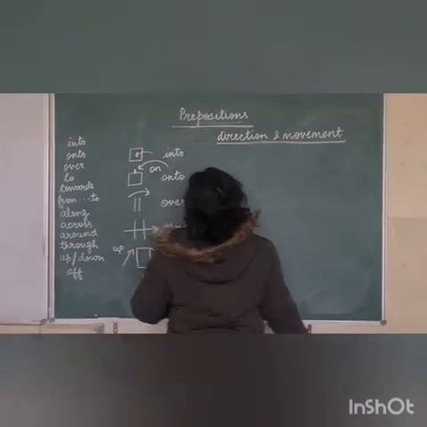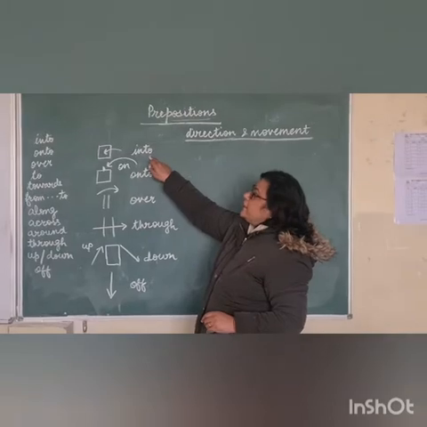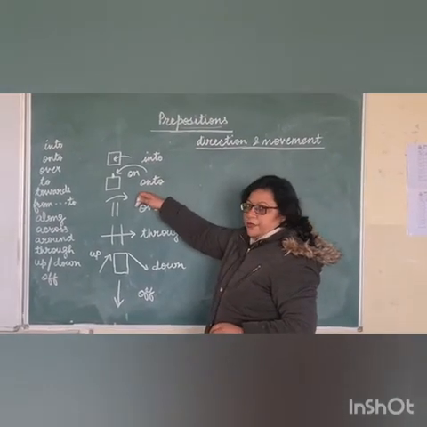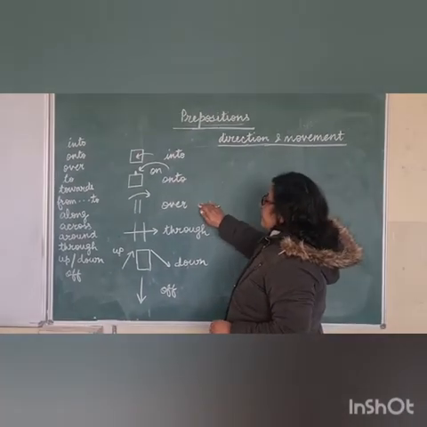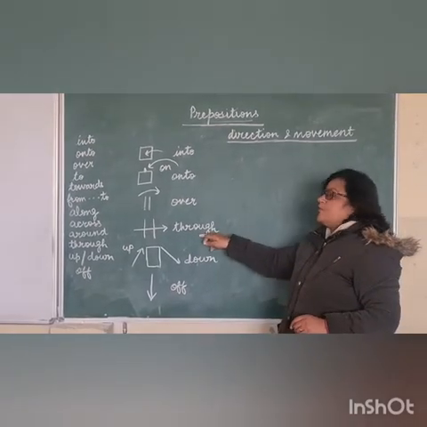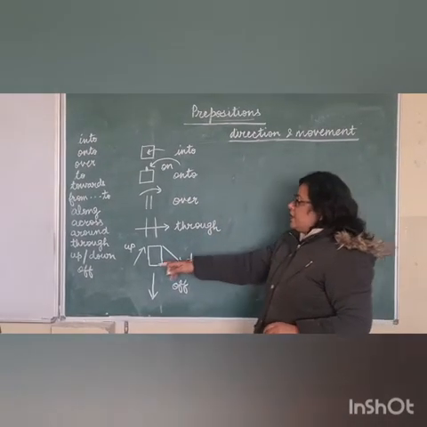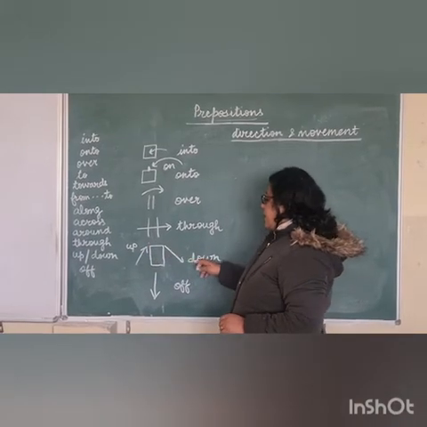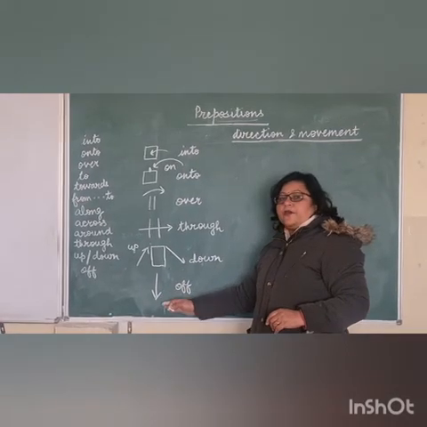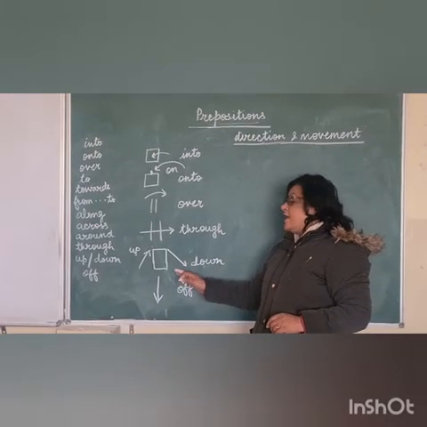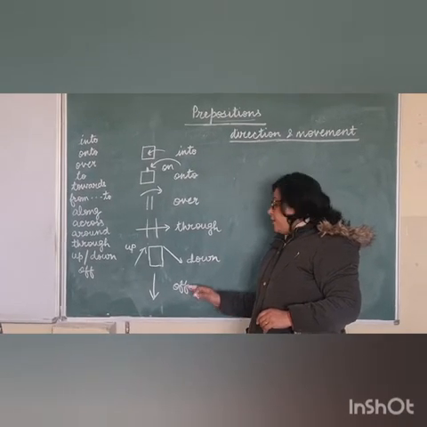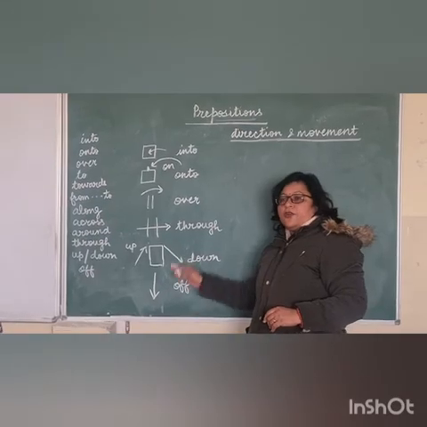Now see the examples. The children entered into the class. He put a book onto the table. The aeroplane is flying over the houses. We went through the jungle. He went upstairs. He came downstairs. And an apple fell from a tree, or we can say an apple fell off the tree. In place of from, we use off.